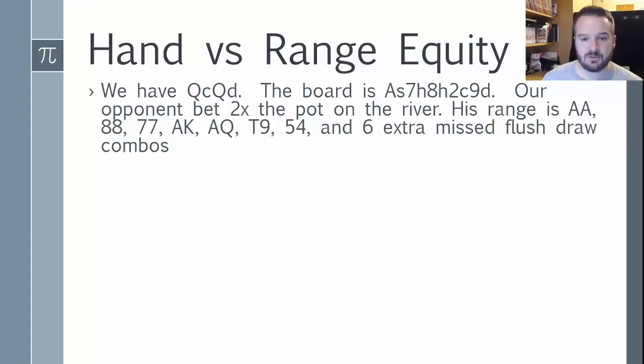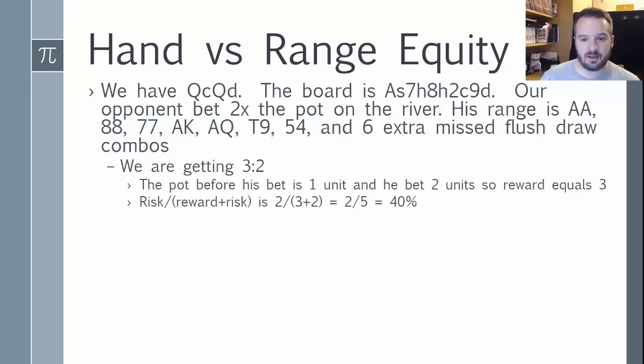So first thing we want to do is calculate our reward and risk. Again, I'm going to give you guys a second. And go. So we're getting 3 to 2. So how did I calculate that? This is kind of the way that I calculate it sometimes: you do pot units. So the pot before his bet is 1 unit, and he bet 2 pot units. So our reward is going to be 3 units, if that makes sense.